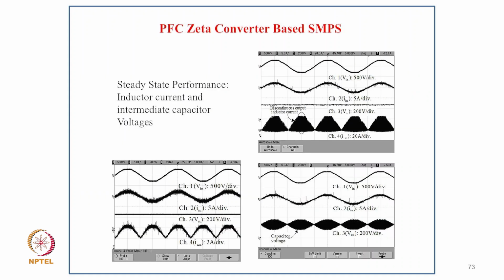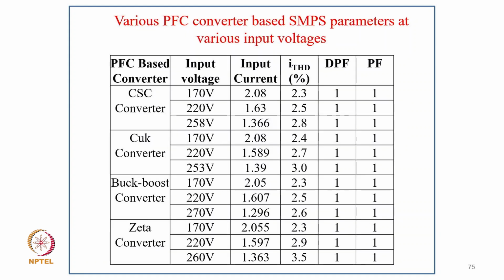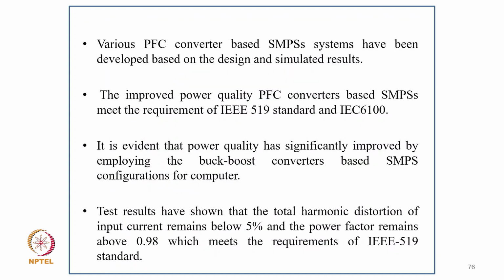And of course, in this Zeta converter, to prove it, you can just see how the Zeta converter output inductor current is DCM, but the input inductor current and capacitor voltage remain continuous. And this is the Zeta converter performance at varying voltage 170 to 260, and power factor here also remains almost unity in all cases, with THD even less than 4.5%. So this is a comparison of different converters: canonical switching converter, buck boost converter, Zeta converter, and in all cases THD remains less than 5% and power factor remains close to unity, even in all the experimental cases developed.